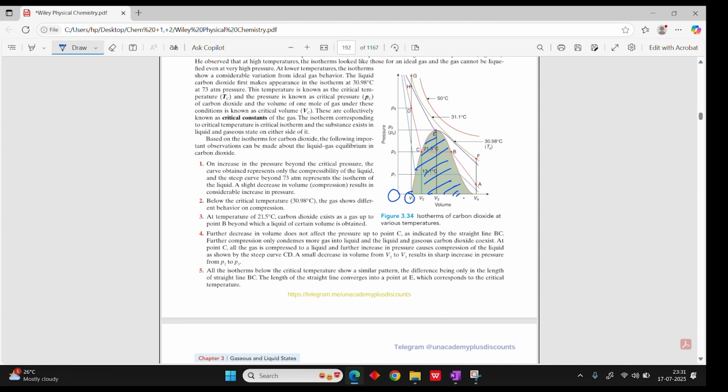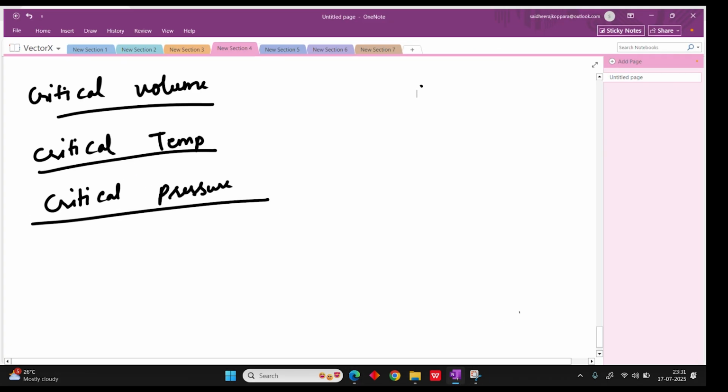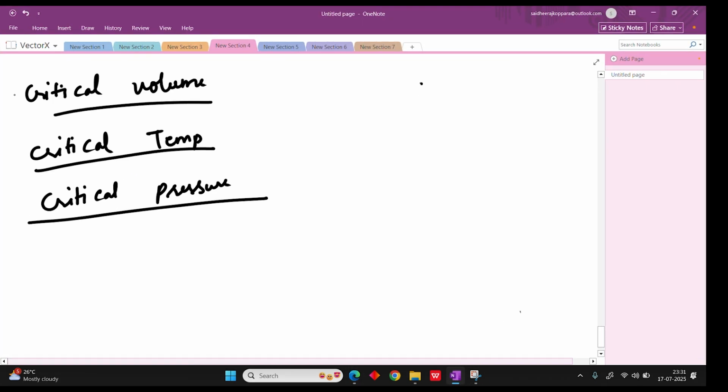So here in this region, if you draw any other isotherms as well, below this E, what you observe is that there will always be some region where the liquid and gas coexist together. That means they both exist in physical equilibrium. That's what he told. That's what I wanted to discuss about the Andrew curves.